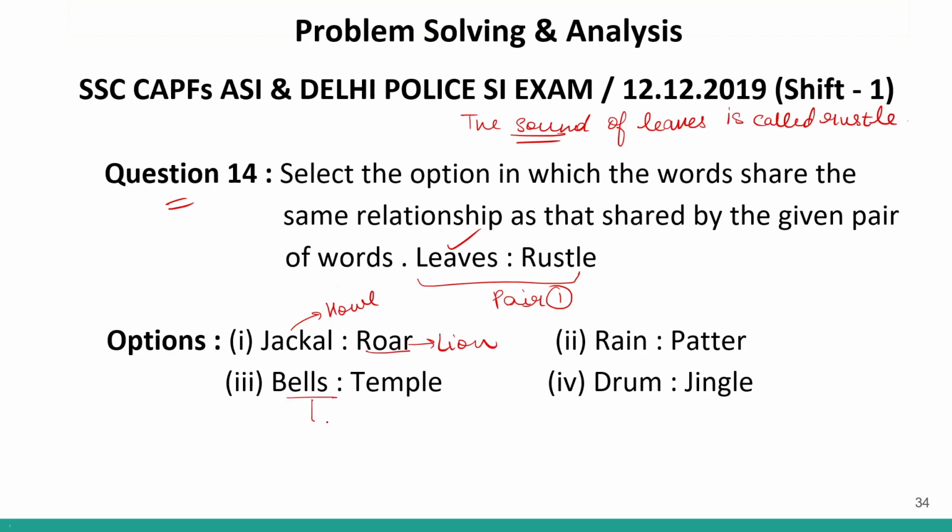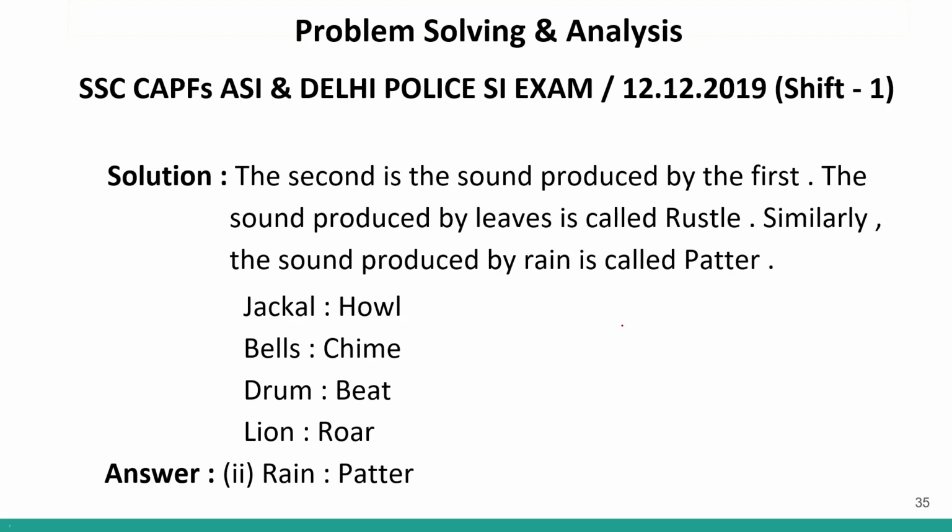Now, bells ring. That is the sound of bells. Bells ring. Similarly, the sound of drum is definitely not jingle. The sound of a rain is called pit-pat, or it can be called pitter-patter. So the sound of a rain is either called pit-pat or it is called pitter-patter. So option number 2, rain is to patter, will be the correct answer. Okay. So here you can see the sounds. It is called chime, or it can also be said ringing.